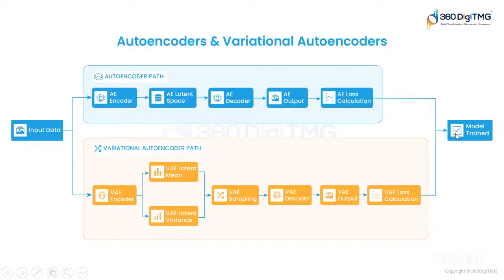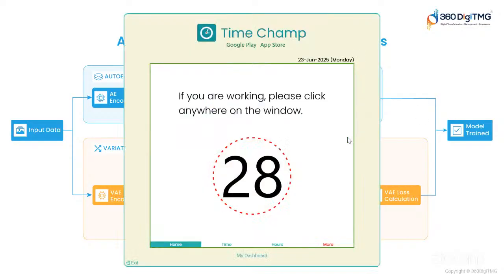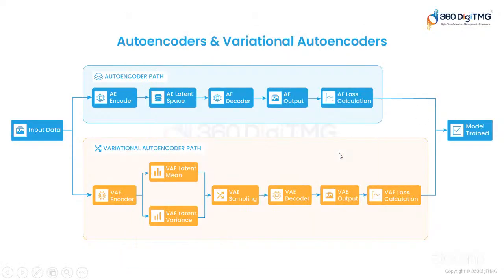Now, what are the different use cases of autoencoders? We can use them for image denoising. We can use them for anomaly detection in time series data. We can use them for dimensionality reduction, like we use principal component analysis, PCA. Likewise, we can use it.